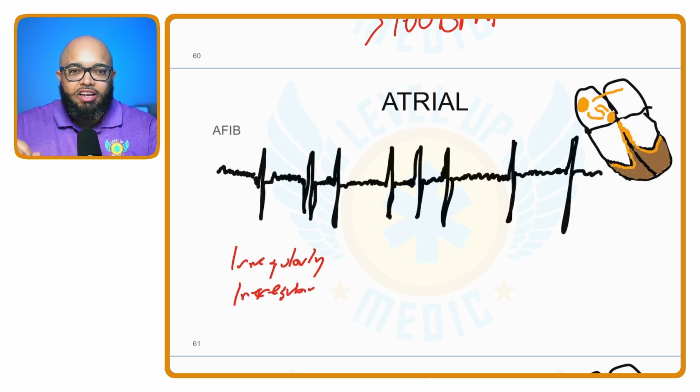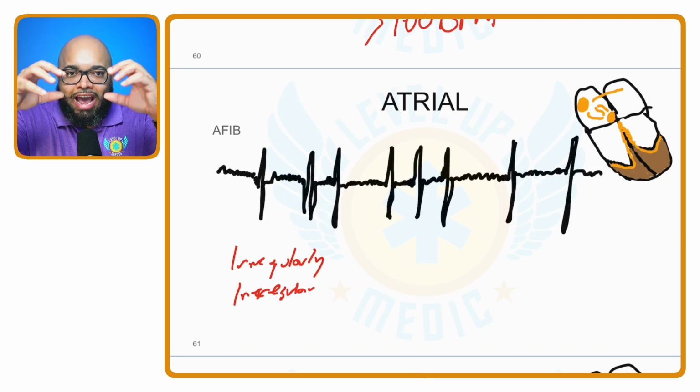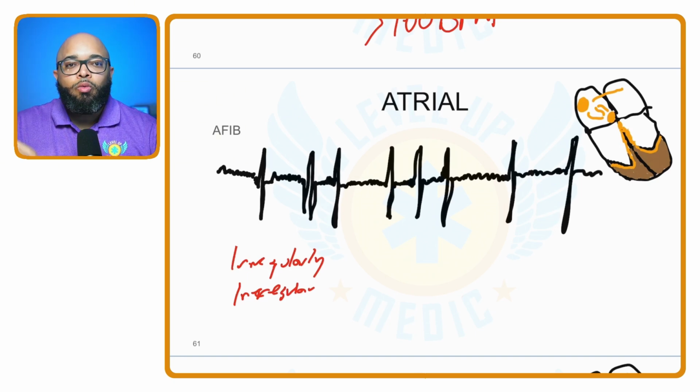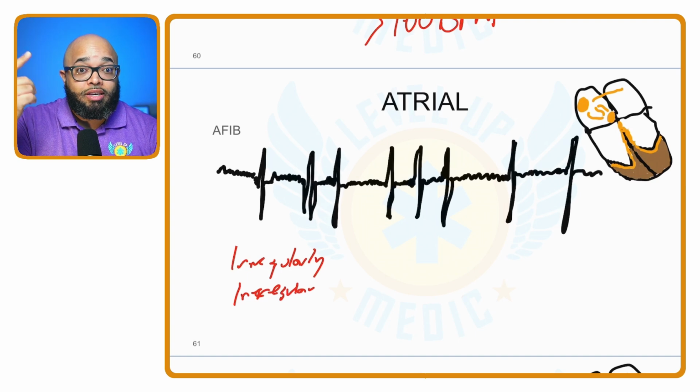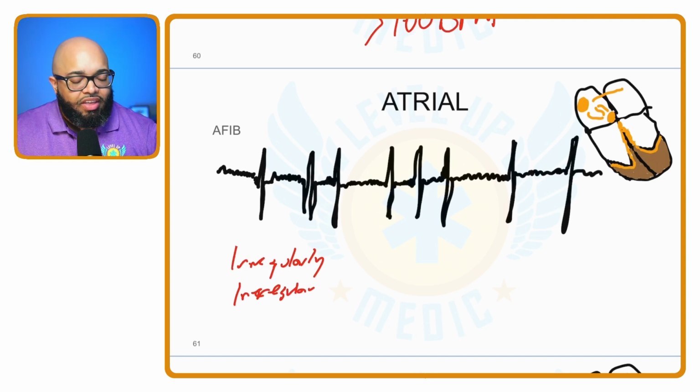Now let's think about this. If the atria are not actually contracting properly to keep moving blood, what's going to happen is now blood starts to become stagnant. One thing I do want to point out here is a-fib most often originates in the left atrium, whereas most of the atrial abnormalities originate in the right atrium.